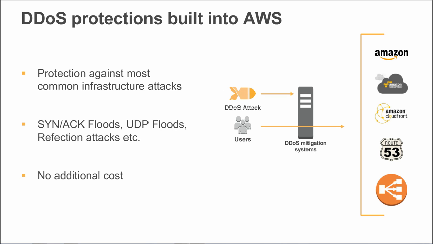So as I said, DDoS protection has been built into AWS that protects AWS services like CloudFront, Route 53, ELB, or even other properties of Amazon like Amazon.com. And these protections that we've always had protect against some of the most common infrastructure layer attacks. And these are attacks like SYN floods, ACK floods and UDP floods. And all of these protections are available to you at no additional cost, which are just built in and you get it when you use AWS services.